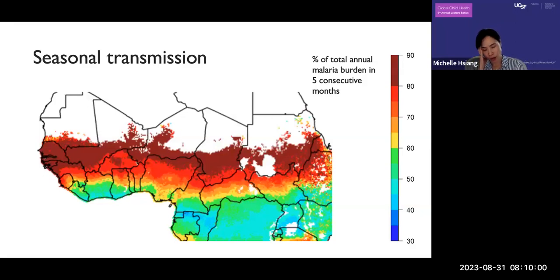This project is focused on an intervention that has relevance to West and Central Africa and the Sahel. If some of you do other work in meningitis, this is a similar belt to where bacterial meningitis is. This is also the area where there's very seasonal transmission of malaria. This shows the proportion of annual cases that occur within 5 consecutive months. And you can see in a lot of these places, including Senegal, where our project takes place, almost all of the cases happen in these 5 months.